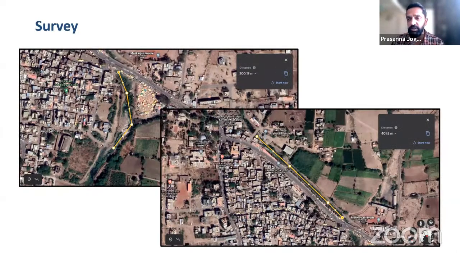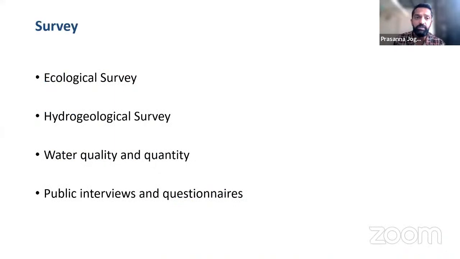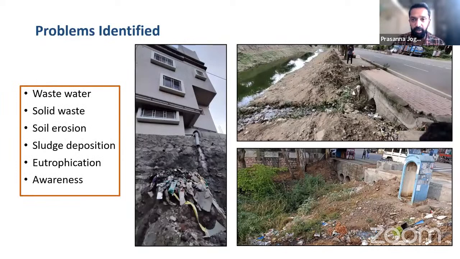So we did a lot of survey on that. We did ecological surveys, hydrological surveys, hydrogeological surveys, water quality and quantity estimation. We also did public interviews. We also asked elder people who had seen, I would say, the previous form of the river, which was more soothing than what it was right now when we saw it.